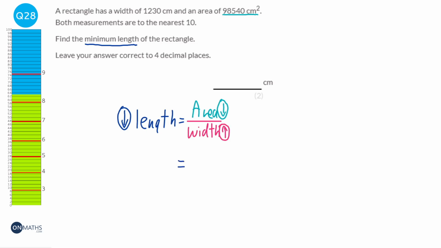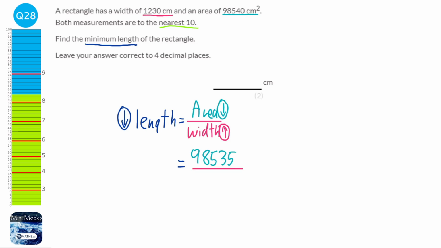So we're going to find the lower bound of the area. And the easy way to find a lower bound is find the accuracy. Well, it says the accuracy is to the nearest 10. And what we're going to do is half that. So half of 10 is 5. And then we're going to take it away from the area. So it's 98,540, take away 5, which will be 98,535.